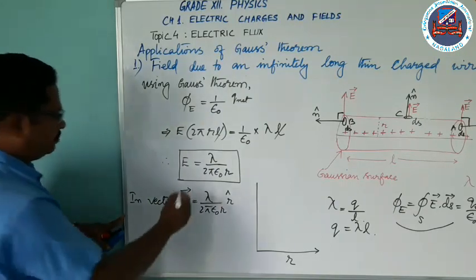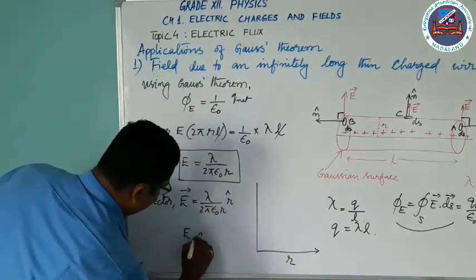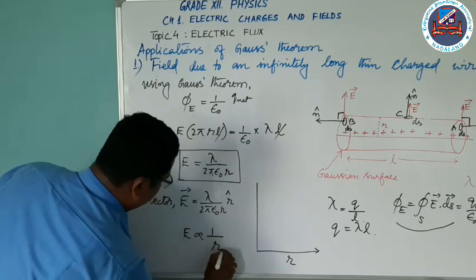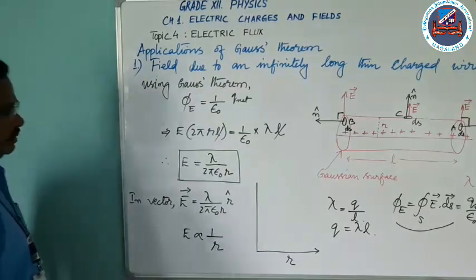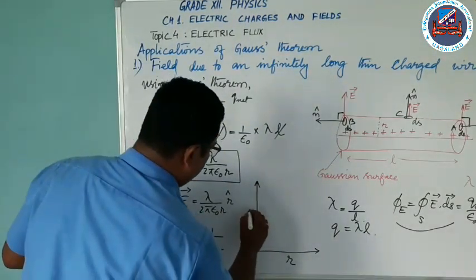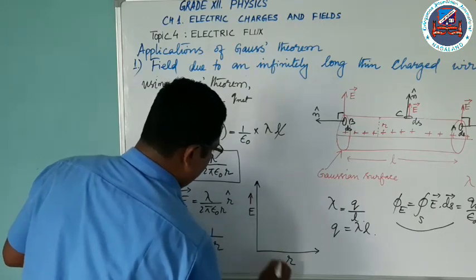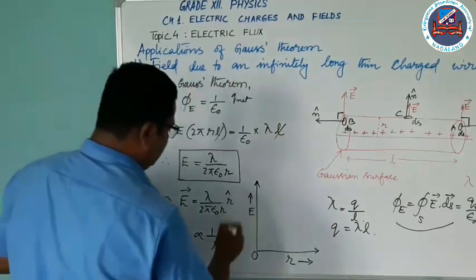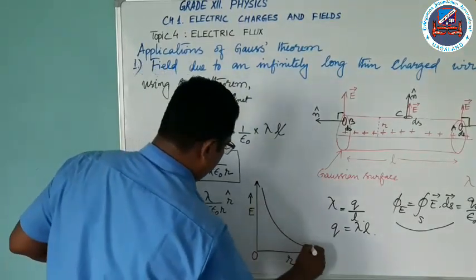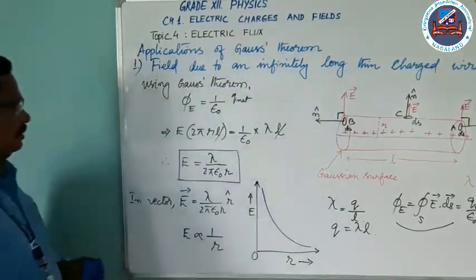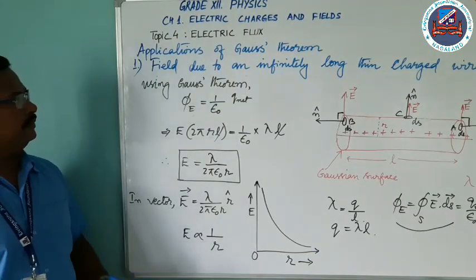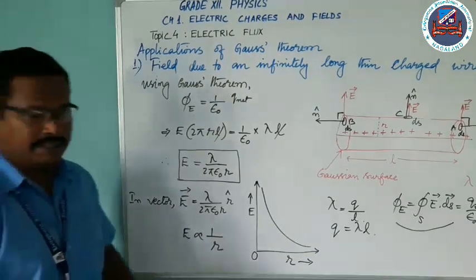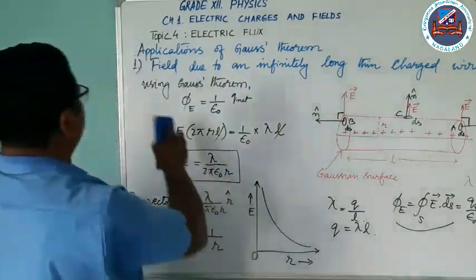And then electric field intensity here is inversely proportional to the distance. So graphically, if you represent E along the y-axis and r along the x-axis, then as it is inversely proportional, the curve will fall down this way. Now let us see the second one, that is field.